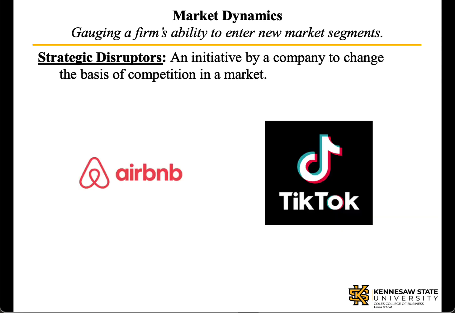Other firms make a bigger splash by introducing products or services that significantly disrupt the traditional ways that an industry operates. Take Airbnb and TikTok as examples. The technologies these firms develop completely change the basis of competition in the hotel and social media industries, generating a great deal of success for themselves and a scramble to respond on the part of their competitors.